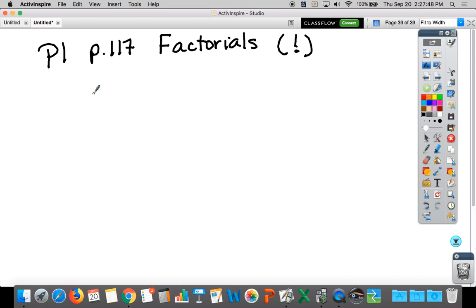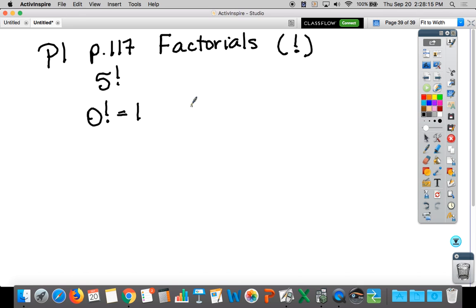There is a factorial button on your calculator. If they do 5 factorial, they're not screaming 5 at you. On page 117, at the very bottom, the definition of a factorial says 0 factorial is defined as 1. If you do that on your calculator, you will get the answer 1.